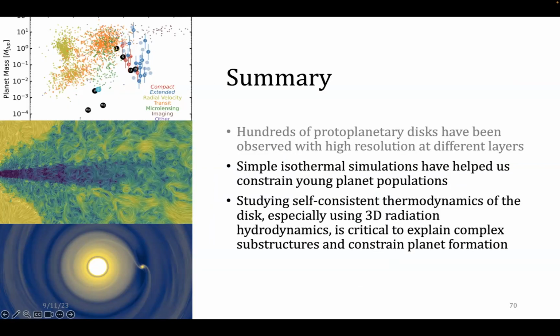Basically, I'll just leave my summary slide here. What I show is that isothermal simulations have already helped us a lot to constrain young planet populations. But if we want to make the most of current and future more dedicated observations, we really need to treat the disk thermal structure self-consistently, and better, use 3D hydrodynamical simulations to constrain the complex substructures and planet formation processes.